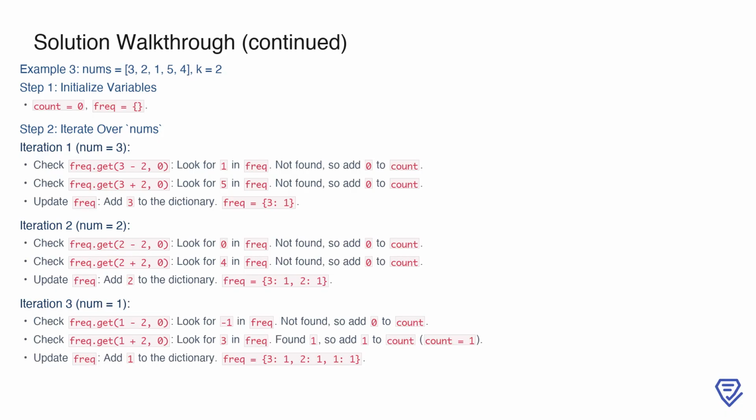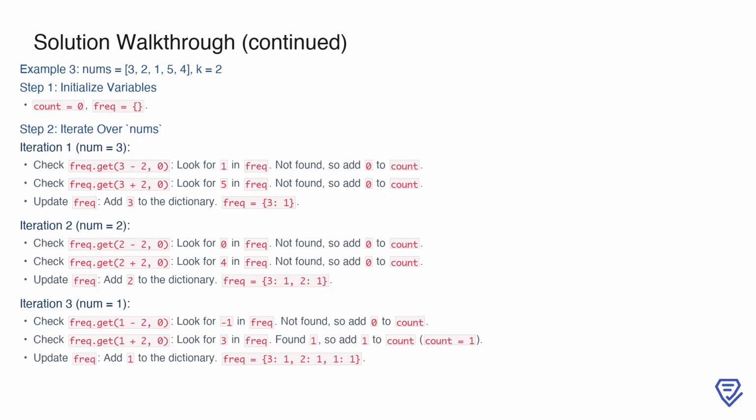In our third example, we use the array 3, 2, 1, 5, 4 with k equal to 2. Starting with count at 0 and frequency as an empty dictionary, we begin iterating. For the first number, 3, we check if subtracting or adding k provides a match in frequency. Neither 1 nor 5 is present, so no increment happens. We then add 3 to frequency, making it 3, 1.